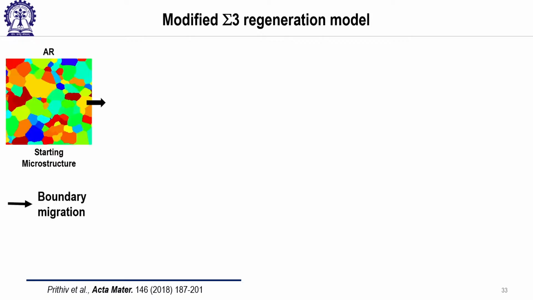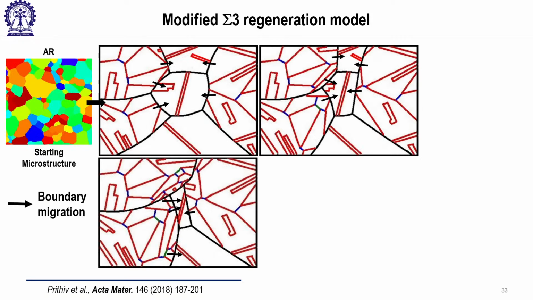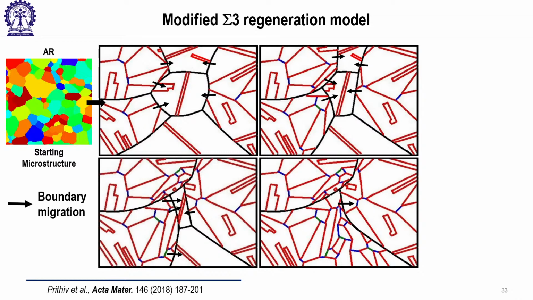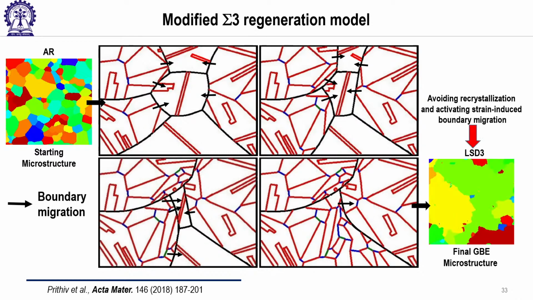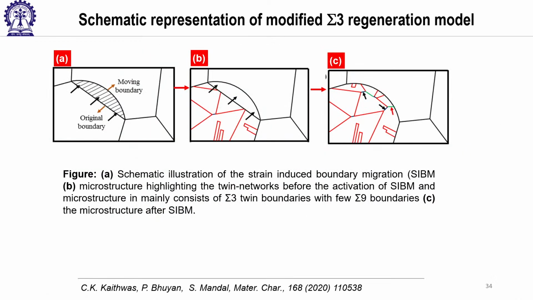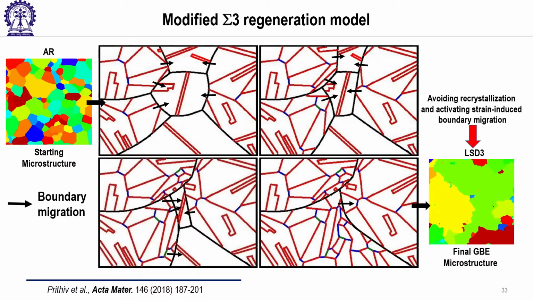And then we propose a mechanism here, unlike what was proposed earlier. If you see this one, it will be more clear. So this is your original boundary, and what happens when you give instability, when you deform and then anneal, is that these boundaries migrate, and behind these migrating boundaries you have twin boundaries, right? So for example, suppose this boundary is migrating, this boundary is migrating, I have so many twins behind these migrating boundaries.